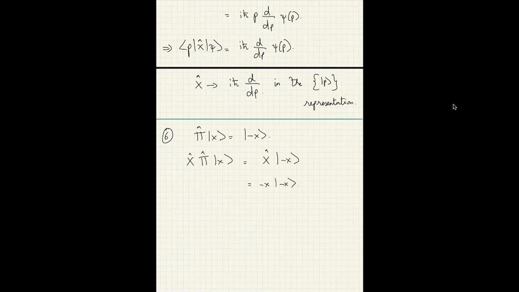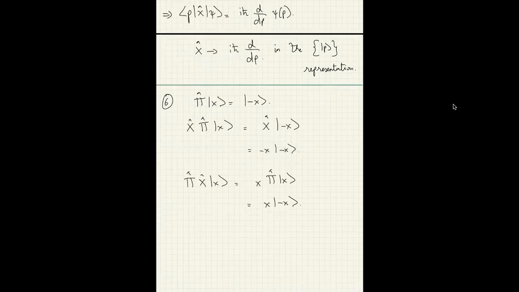Okay. Now let's do it the other way around. Pi x acting on x. Well, x acting on x is again going to give me the corresponding eigenvalue. So this is x times pi acting on x. But pi acting on x is going to give me the spatial inverse of this ket. So this is x times minus x.